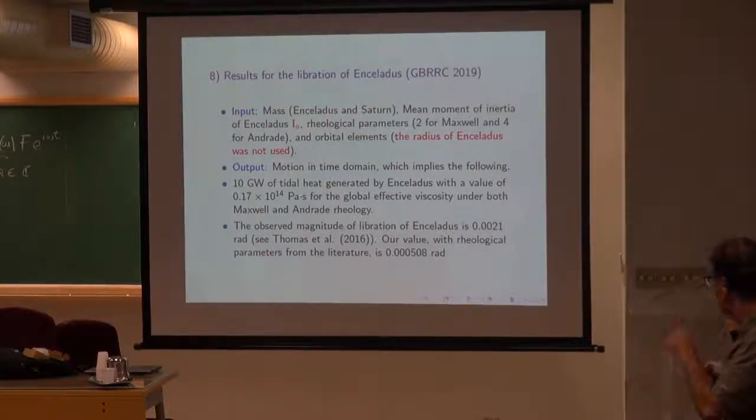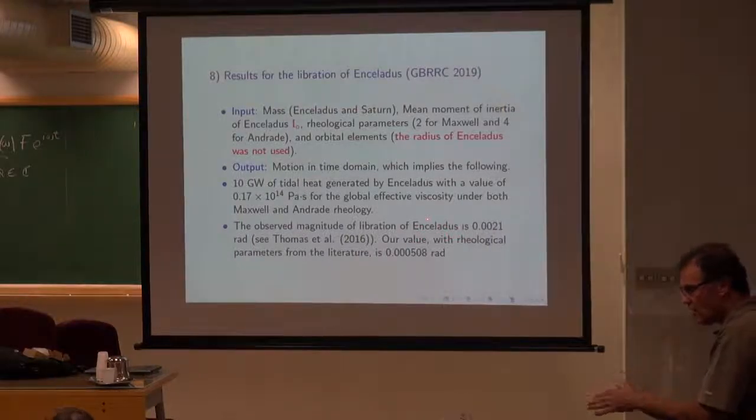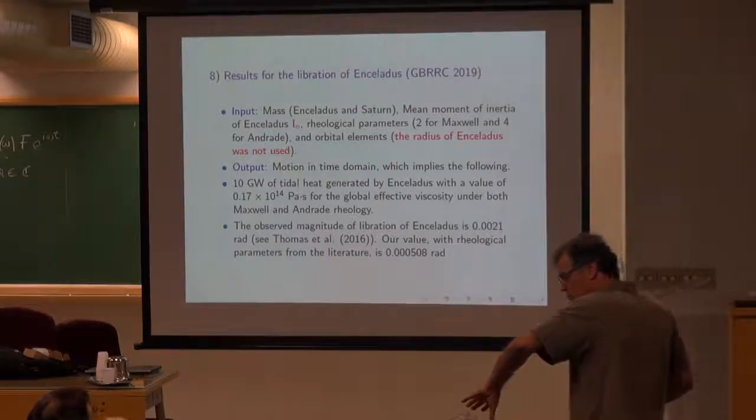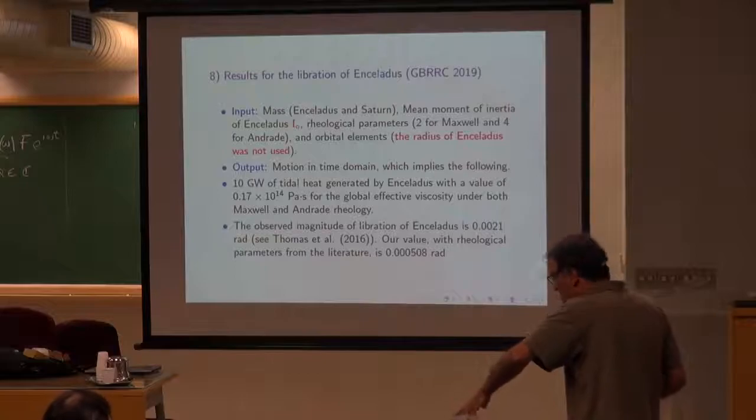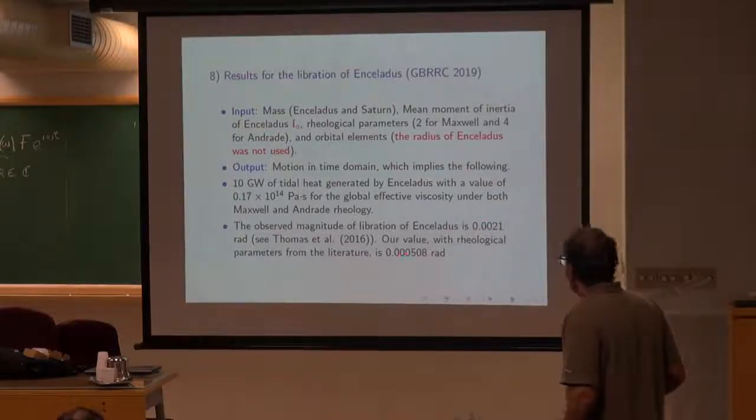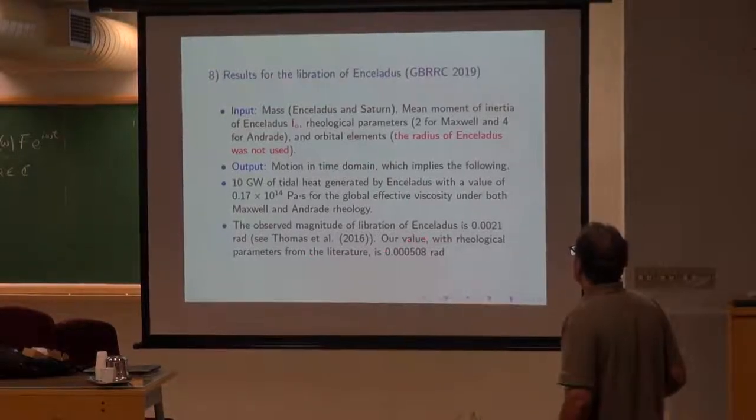So Cassini, this spacecraft, measured the amplitude of the libration of Enceladus and got this figure. The libration angle changes a little from the mean, it rotates more or less steadily with a constant angular velocity, but has a small libration with this amplitude. And our model gets a libration amplitude, that's that.